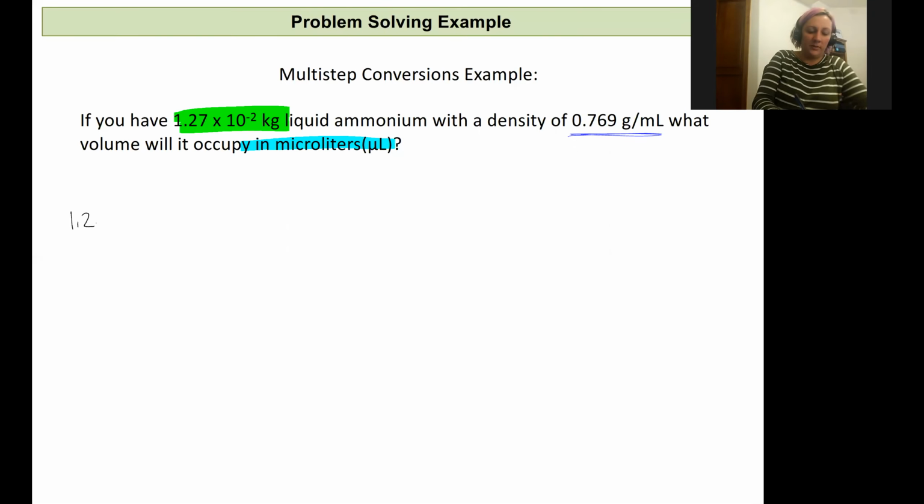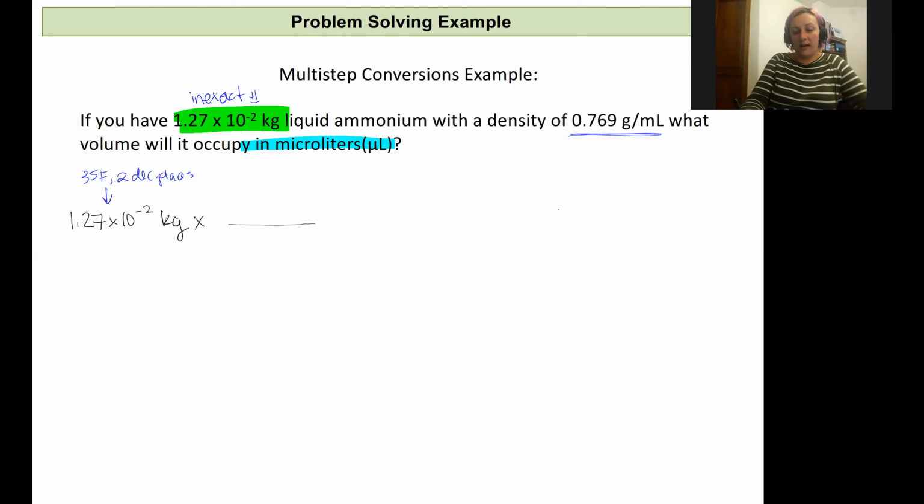I've got 1.27 times 10 to the negative 2 kilograms. I'm going to note that I have 3 significant figures here and 2 decimal places. We're going to assume that this is an inexact number, that this was a measured volume or measured mass of liquid ammonium. All right, so I know I need to convert this using one or more conversion factors to get to a value that has units of microliters in the end.